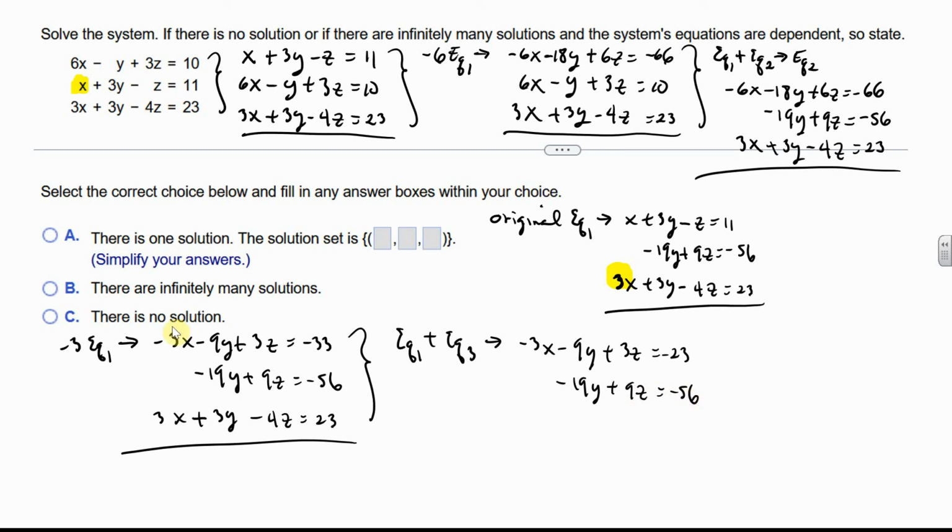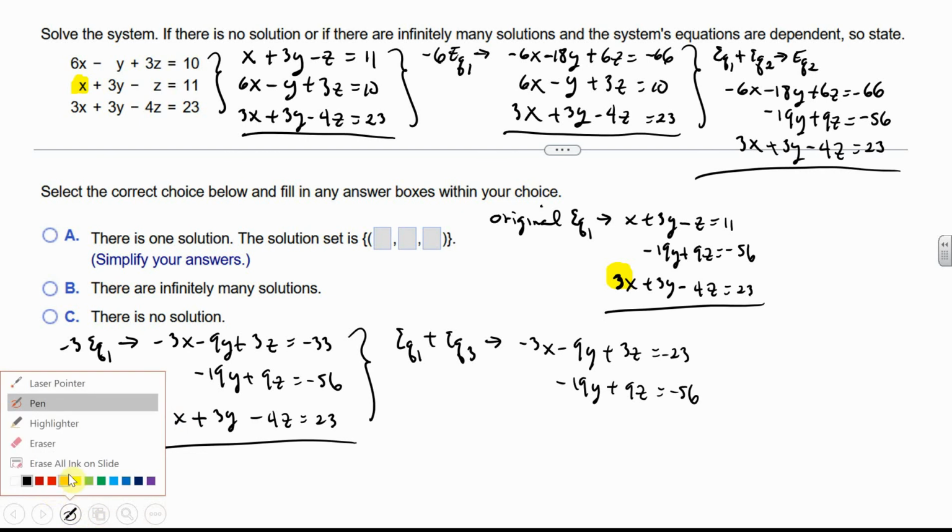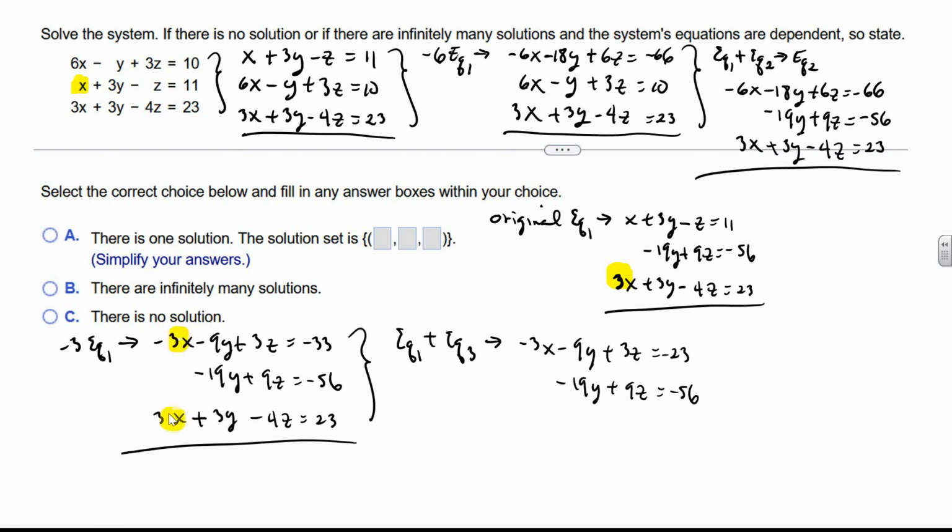So now I'm adding negative 3x plus 3x, adding each position going down like that. So the 3x cancels out. Negative 9y plus 3y is negative 6y. And this is minus z. And that's equal to negative 33 plus 23, negative 10.